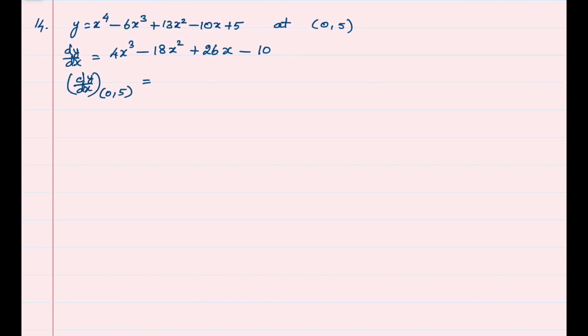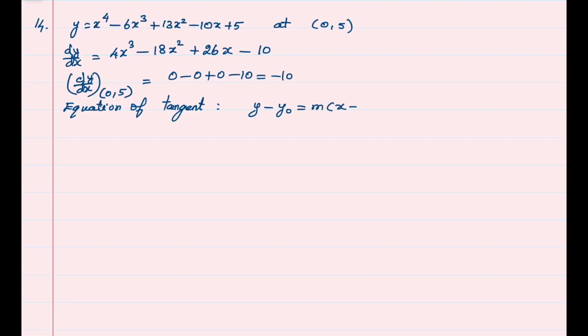5). We will substitute x value as 0: 0 minus 0 plus 0 minus 10. We get the slope as minus 10. Now we will write the equation of the tangent. The formula is y minus y0 equal to m times x minus x0. Y minus 5, slope is minus 10, x minus x coordinate of the point of contact is 0. Y minus 5 is minus 10x. Therefore, 10x plus y equal to 5 is the equation of the tangent.